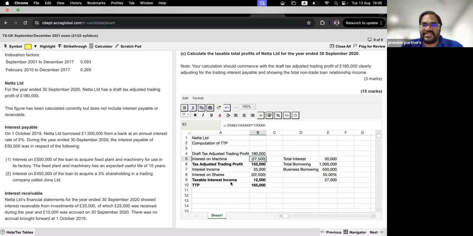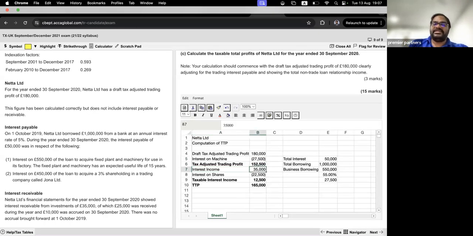So I took 27,500 here. The interest received part, anyway, we have to consider as other income, a different source of income. So this would be the only adjustment that we have to take against the trading income. As a result, my tax adjusted trading profit would be 152,500. Are we agreeing on that as well? Awesome.